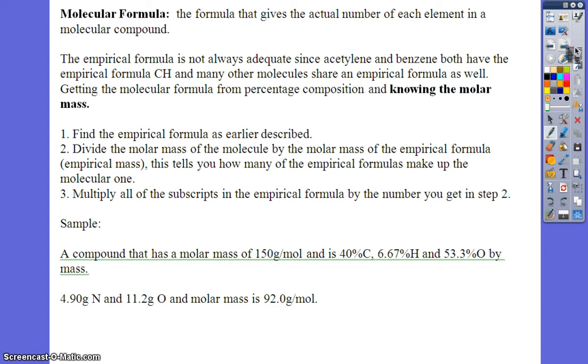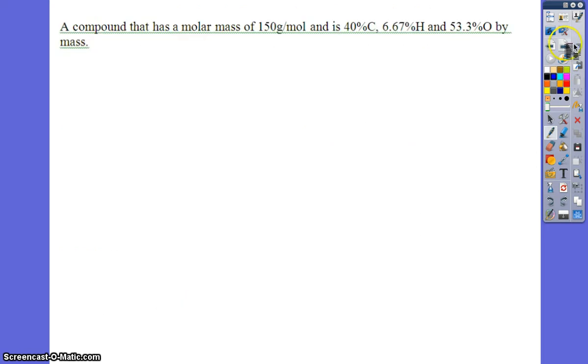So the first step in finding the molecular formula is you find the empirical formula, and then you do these other two steps after that to get what the molar mass is. So we're going to find the molecular formula for a compound that has 150 grams per mole, and it's 40% carbon, 6.67% hydrogen, and 53.3% oxygen by mass. So we want to know what that compound's molecular formula is.